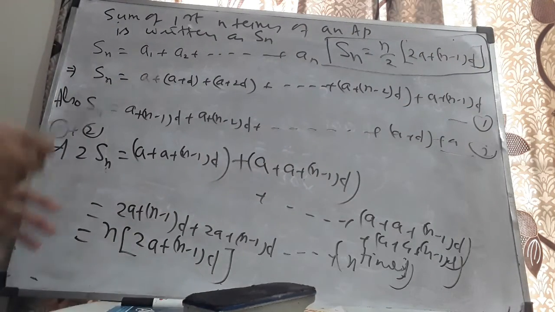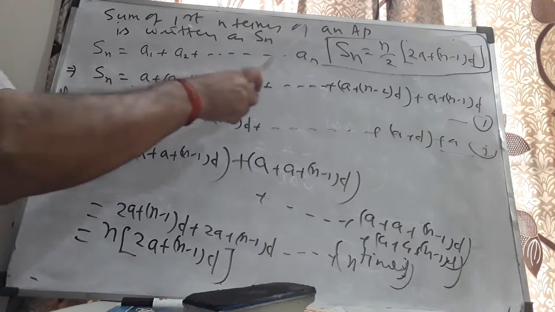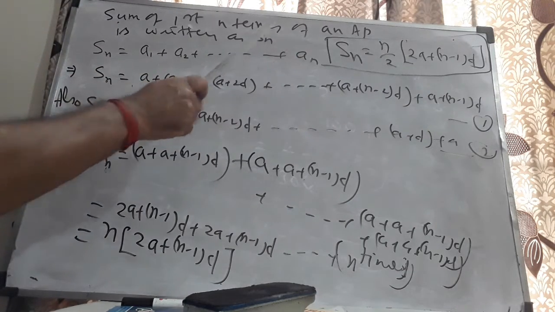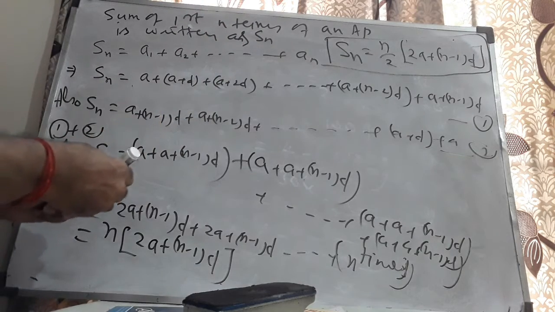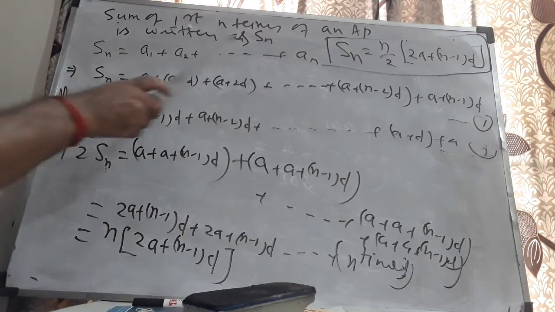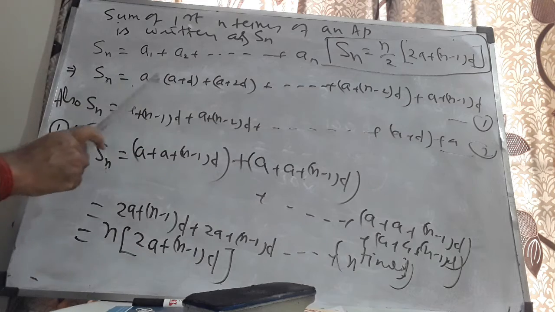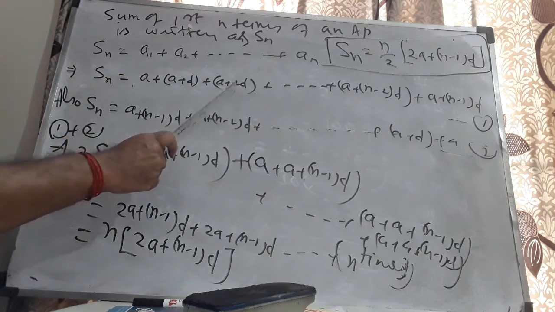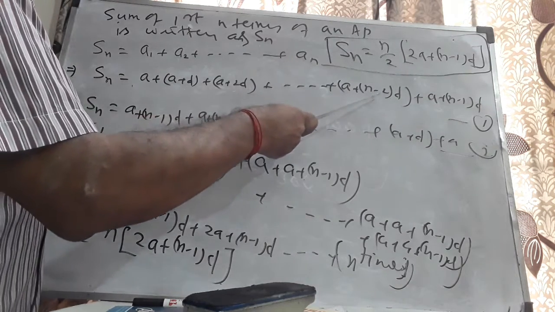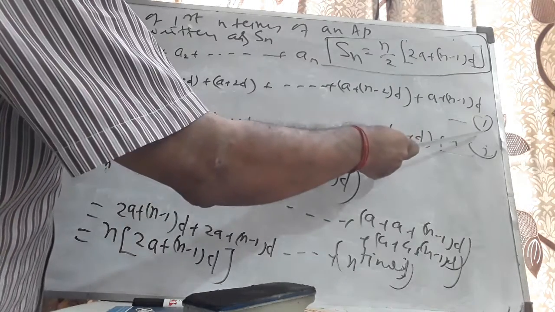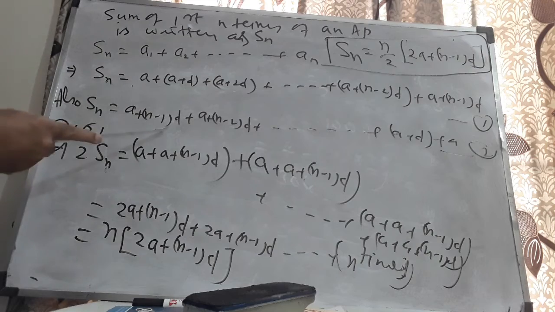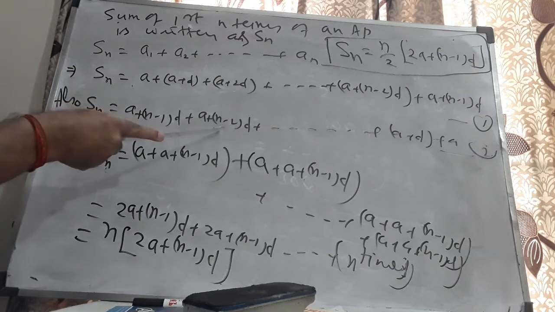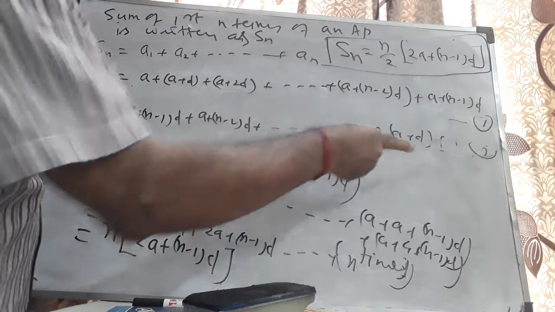Let me just explain. The sum of the first n terms of an AP is written as Sn. Now Sn is equal to A1 plus A2 plus etc. An. Sn is A plus (A plus D) plus (A plus 2D), etc., A plus (n minus 2) into D plus A plus (n minus 1) into D, equation 1. Also Sn, written in the reverse order: A plus (n minus 1) into D plus A plus (n minus 2) into D, etc., A plus D plus A.